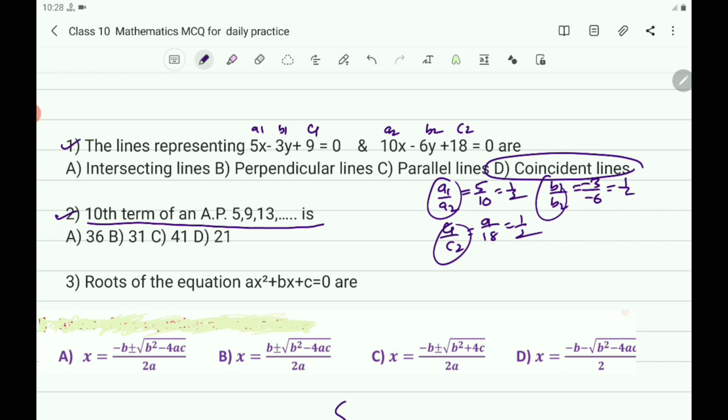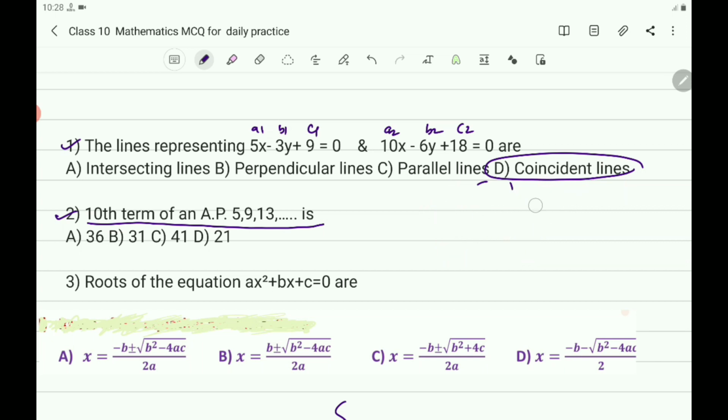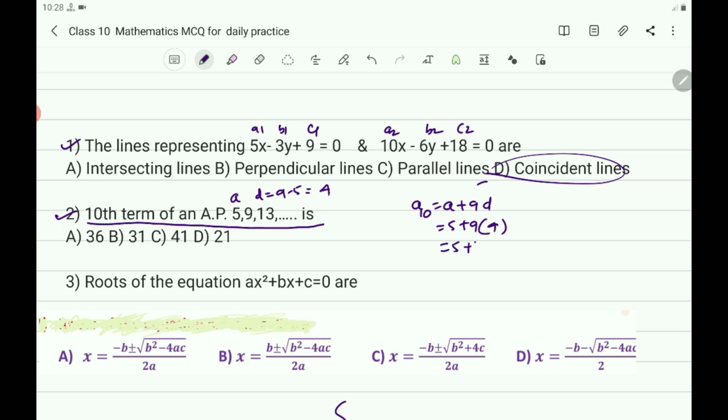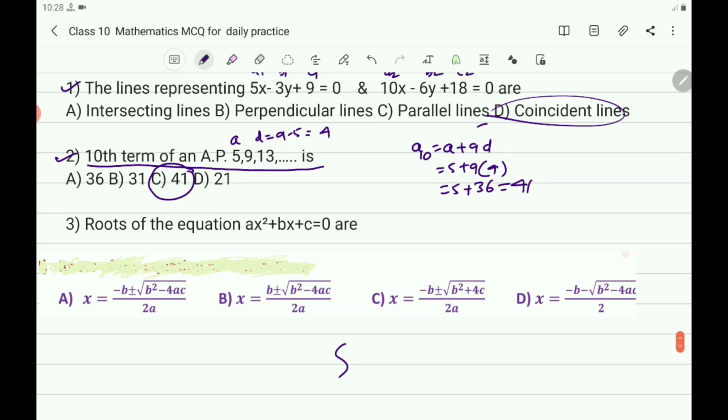Here what you have to find out? We have to find the 10th term. A is the first term, and d is here 9 minus 5, that is 4. So you write here a10 equals a plus 9d. a is 5, 5 plus 9 into 4, that is 5 plus 36, that is 41. So then what is the answer? C is the answer.